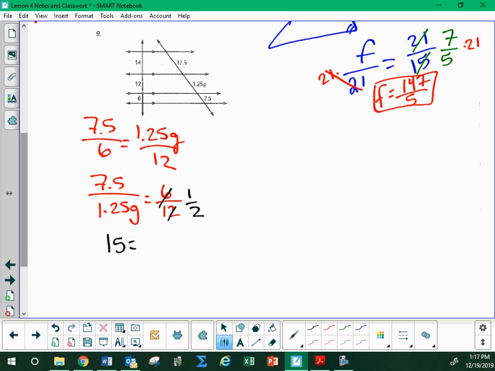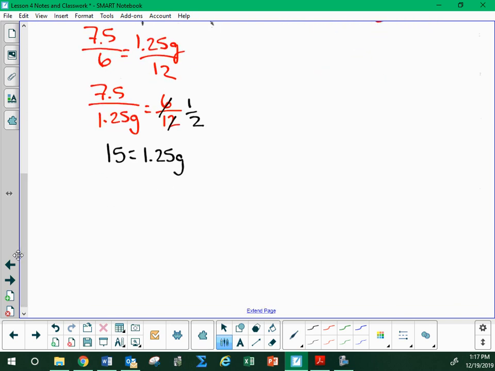15. And 1.25g times 1 is just 1.25g. Now, I personally don't like to divide by a decimal, but I can convert this into a fraction pretty easily. What's 1.25 as a fraction? 1 1/4, so 5/4. Okay. So now I'm just going to multiply by the reciprocal to get rid of that. Could you just multiply 4 to 15? Yeah, you can multiply by 4 on both sides and then divide by 5.